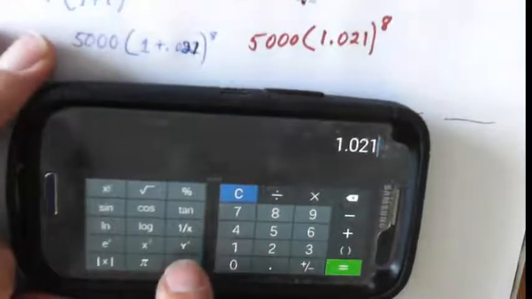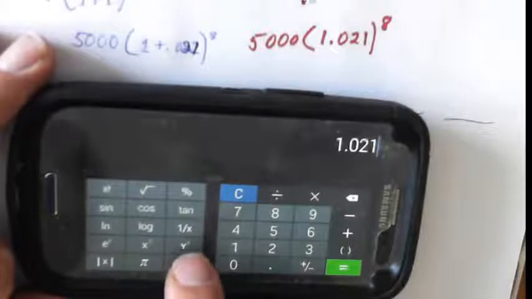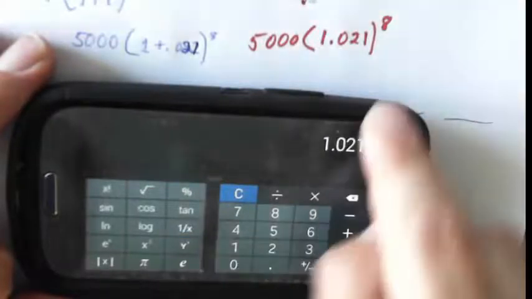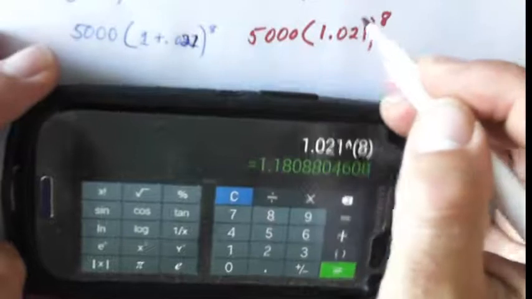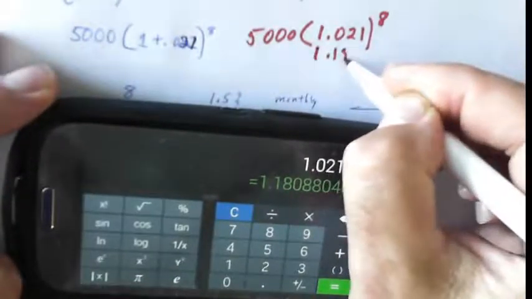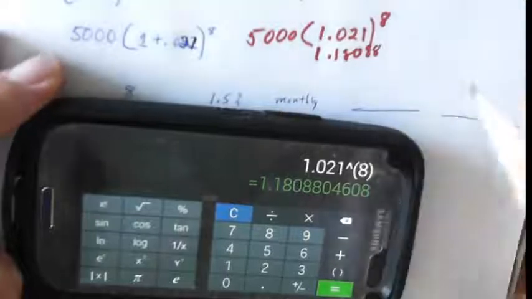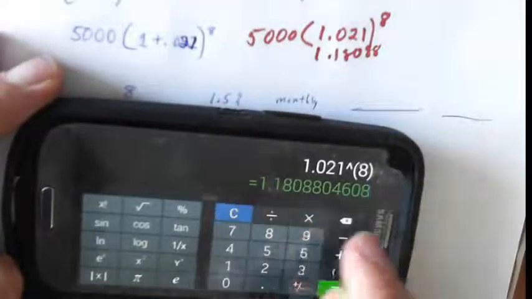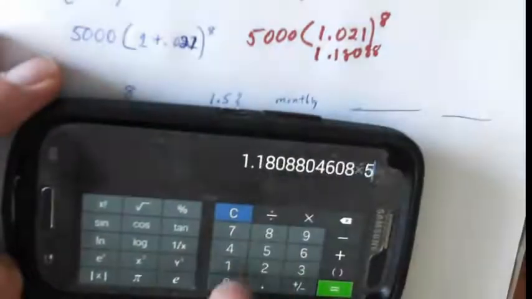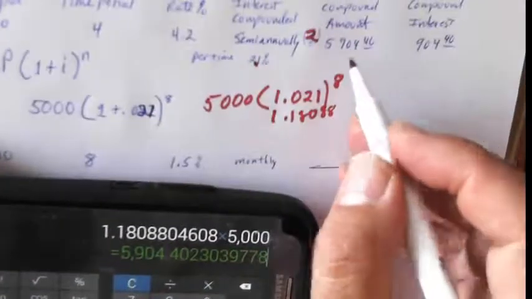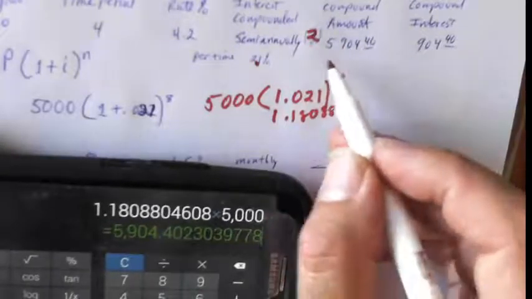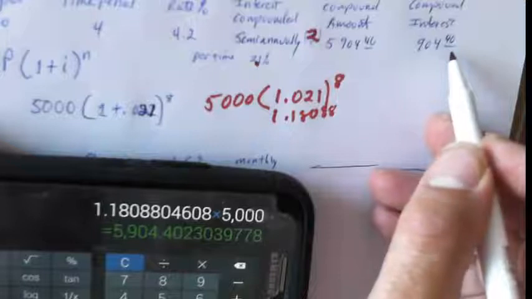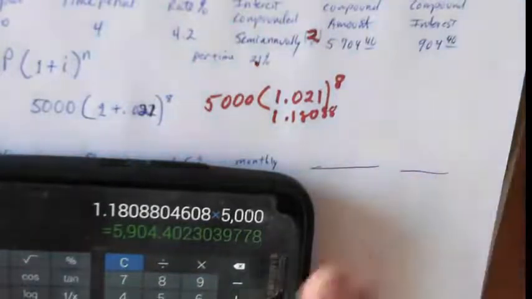So I have 1.021, and I'm going to use this y to the x. So the y to the x button is what I need. So I'm going to do y to the x, and here's the x. 8 equals. Okay, so our multiplier then is going to be 1.18088, and so on. Okay, and then we just simply times that by our principal to get our total. Okay, and then you subtract your principal to get your compounded interest amount. All right, so let's do another one of those.